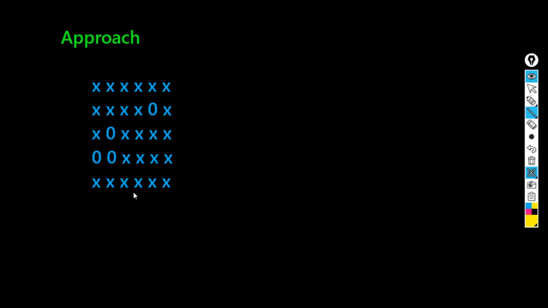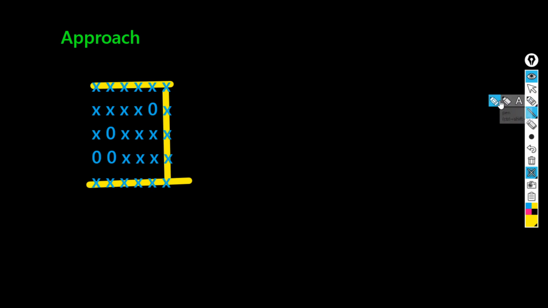Suppose in this example, if we traverse the top row, it does not have any 0, so we will skip it. Now we will check the right column, we do not have any 0 here, so we will skip this also. Now we will check the bottom row, here also we do not have any 0. But when we start traversing the left column, we have one 0 here, so we will traverse this.